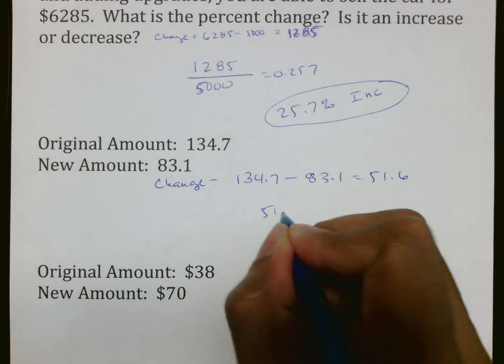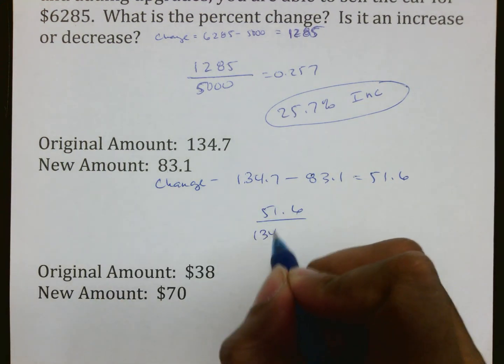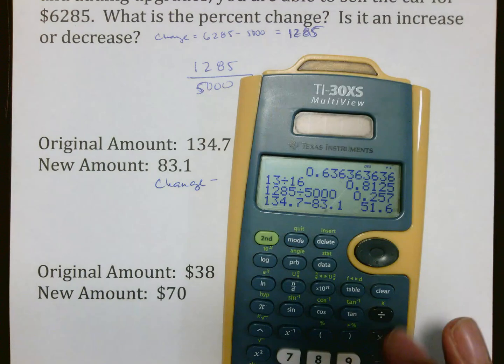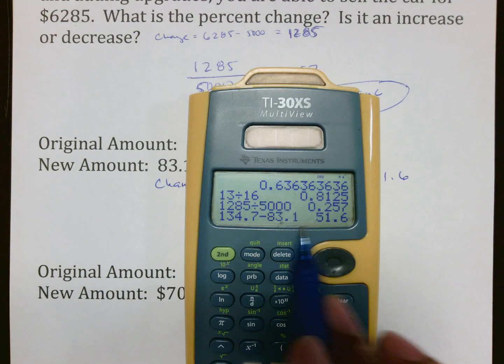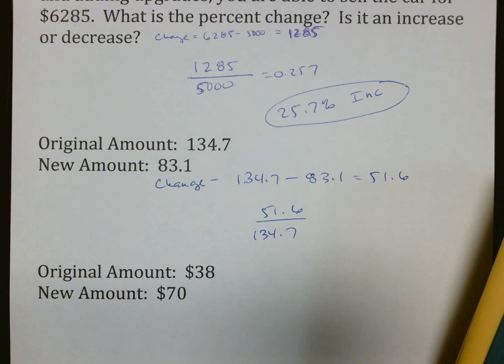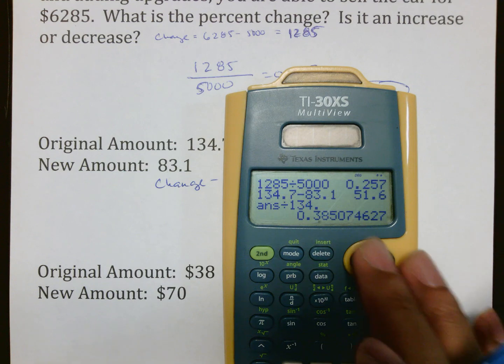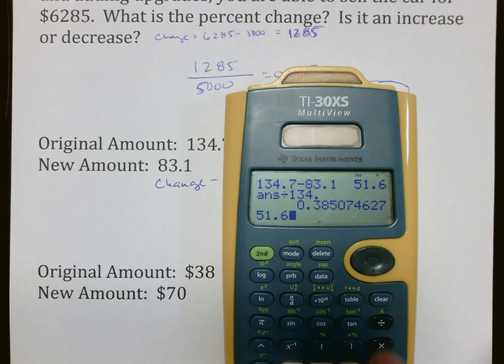Now we take that 51.6 and divide it by the starting amount, which is 134.7. Again, on your calculators, you can just hit divide. Ans just means whatever the last number was in the memory bank. So divided by 134.7.